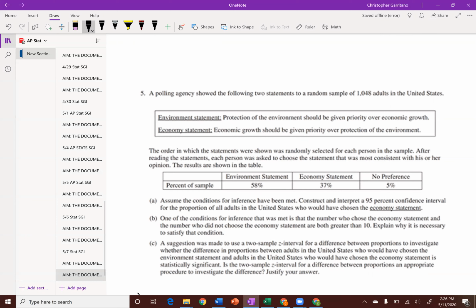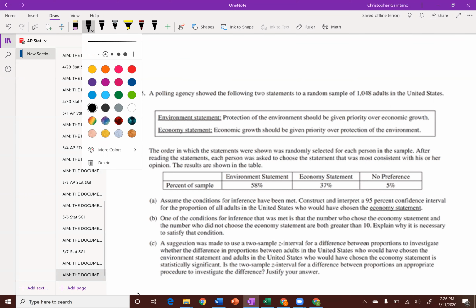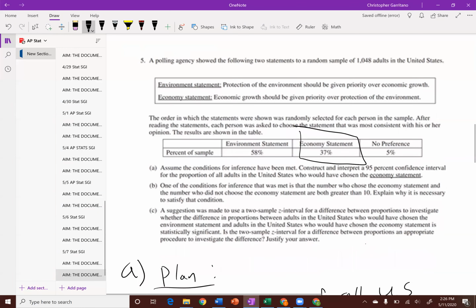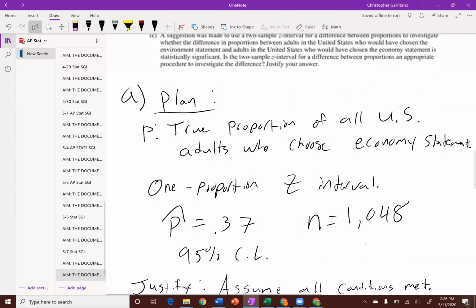Part A. We're given a situation and we're asked, in part A, to construct a confidence interval to estimate the true proportion of adults in the United States who would have chosen the quote unquote economy statement. Of course, whenever we're building a confidence interval, we center it around the sample statistic, which is in this case 0.37, that's your p hat, and then we add and subtract the margin of error. But of course, you should define your parameter.